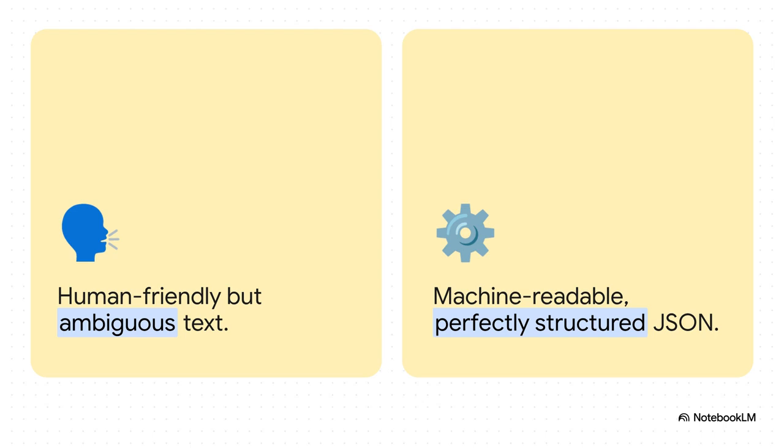And this right here shows you the problem in a nutshell. On the left, you've got a perfectly friendly, human-readable sentence. We get it instantly. But to a software application, that's just a bunch of noise. What the app actually needs to do its job is the clean, structured JSON on the right. No mistakes, no extra words, just pure data.